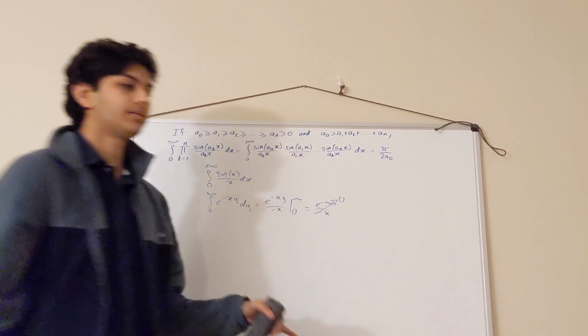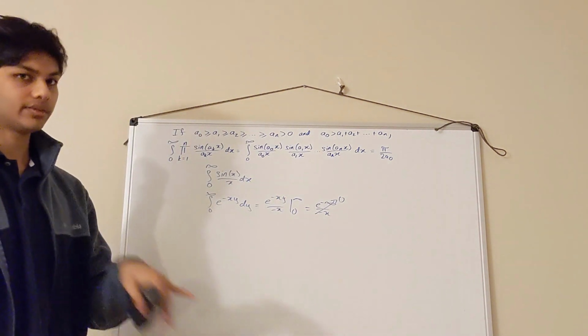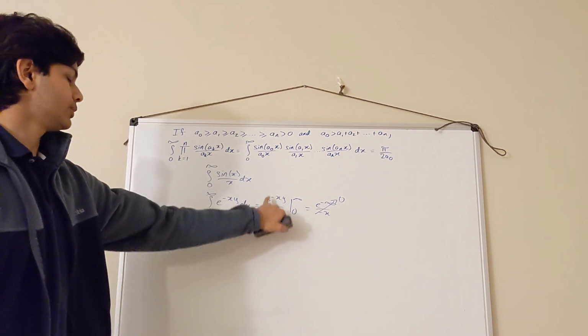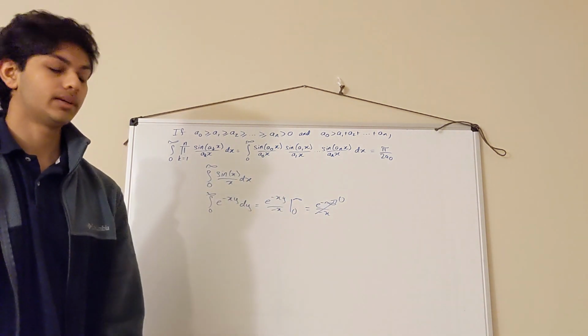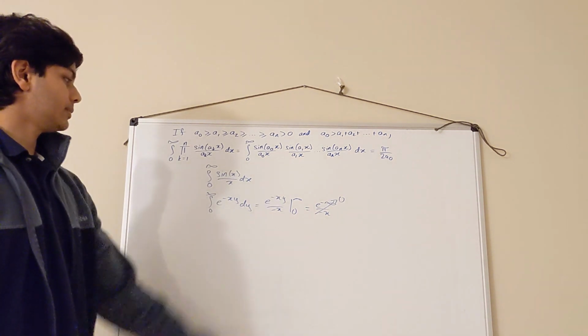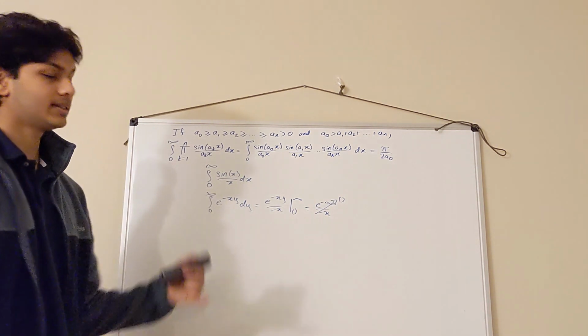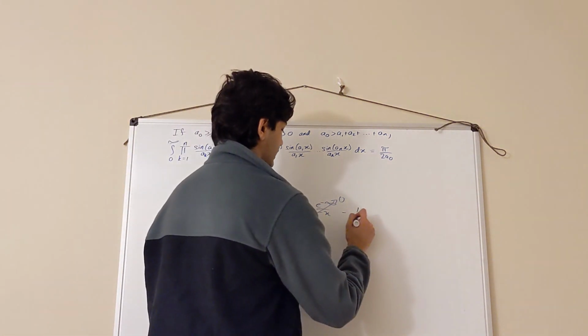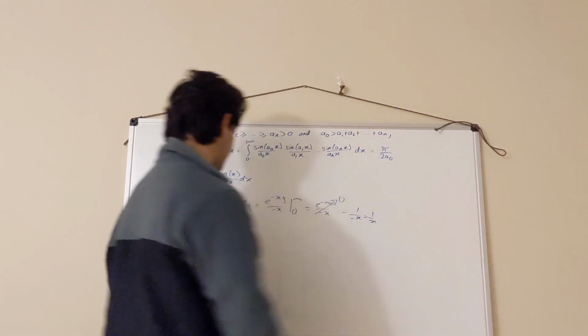And e to the power of negative large numbers very quickly goes to 0. And if you plug in y is equal to 0, then this numerator will become e to the power of 0, which is 1. And then the denominator will just be negative x. And since it's the lower limit, you subtract it off. So this is minus 1 over negative x, which is equal to 1 over x.